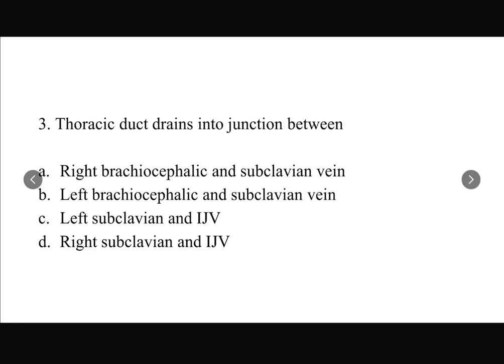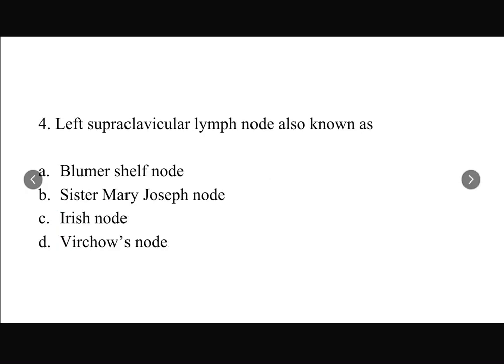Thoracic duct drains into the junction between. The thoracic duct is a lymphatic duct, which drains into the junction between the left subclavian vein and the left IJV. Left supraclavicular lymph node is also known as the Virchow's node.